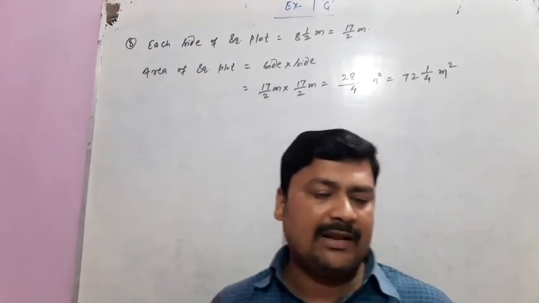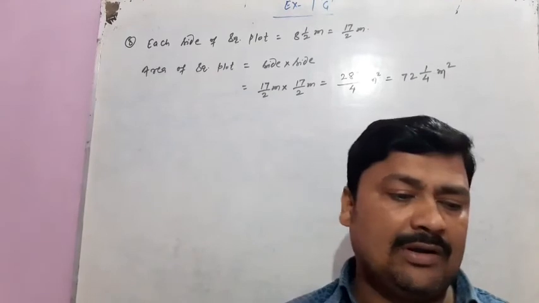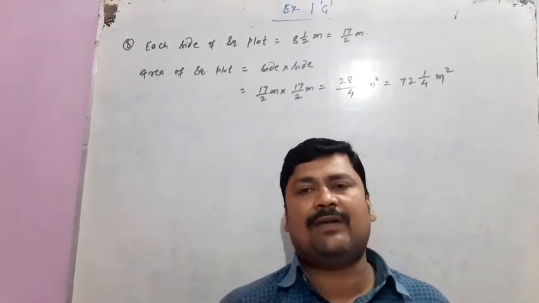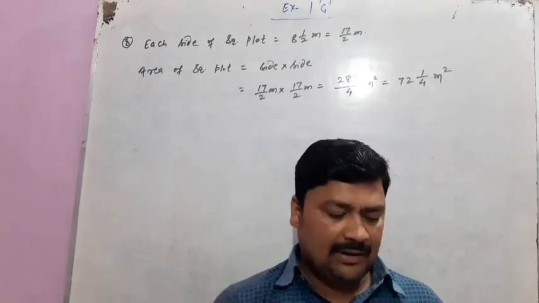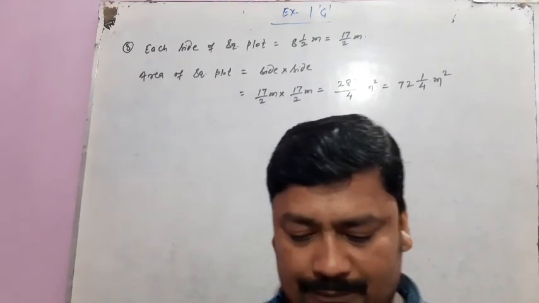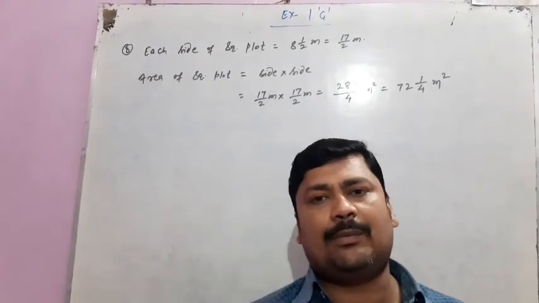Now in question number 9, the cost of 1 liter of petrol is 16 whole 3 by 4 rupees. What is the cost of 34 liter of petrol? This question we have to solve in the same way as question number 5. Here also we have to multiply the 34 liters with the cost of 1 liter of petrol.